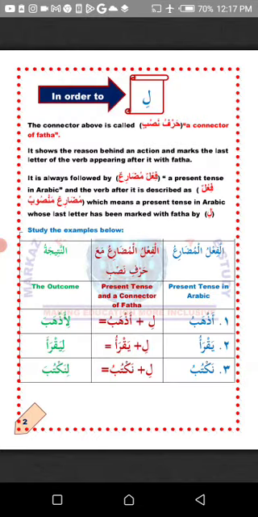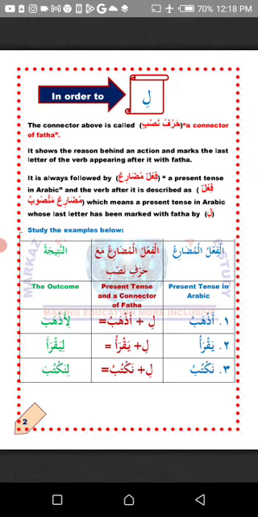Li is known as harfu nasbin, a connector of fataha. The reason why it is described as a connector of fataha is its grammatical duty. Its grammatical duty is to give fataha to the last letter of the present tense in Arabic appearing after it.